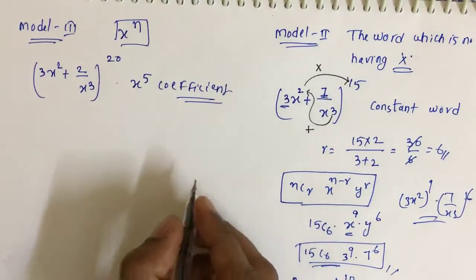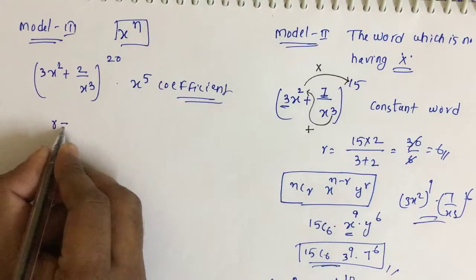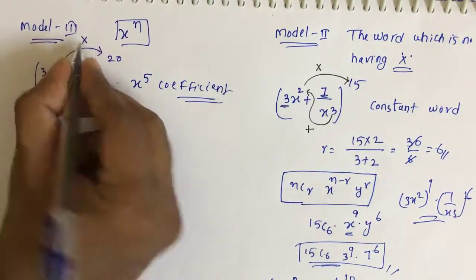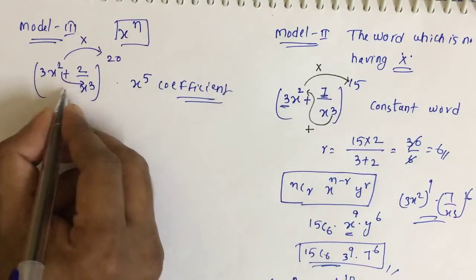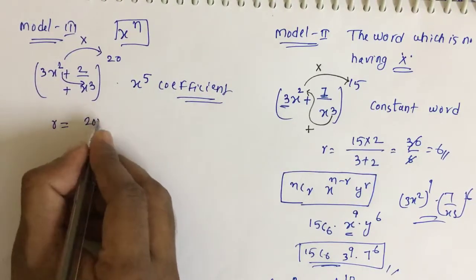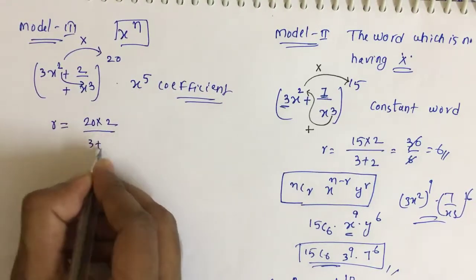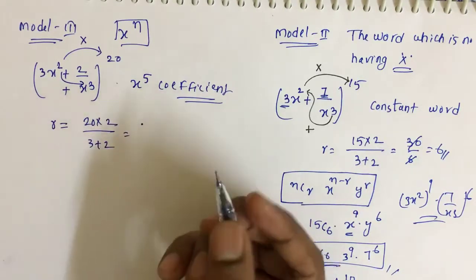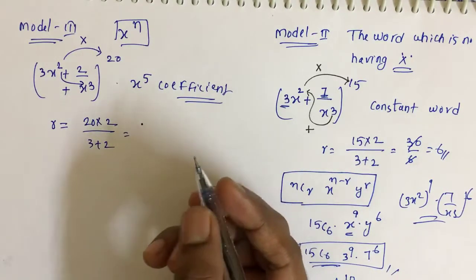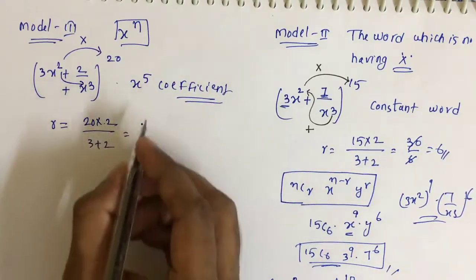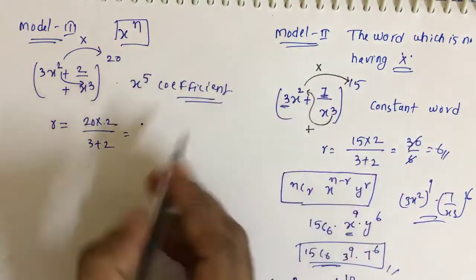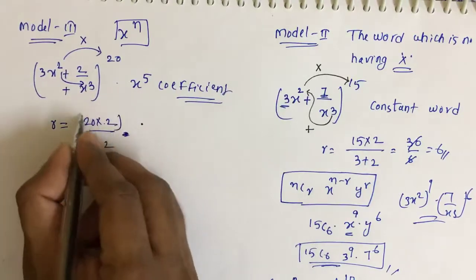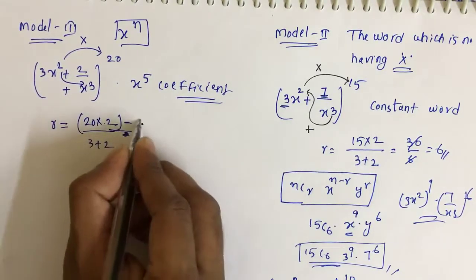Okay, so here also in the same way we have to calculate the r value. These two get multiplication and these two get addition. 20 into 2 by 3 plus 2, this will be, sorry, here this is model 2, I made a mistake, minus 3 plus 2.